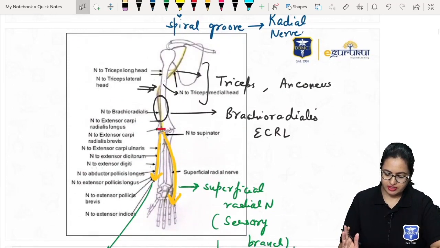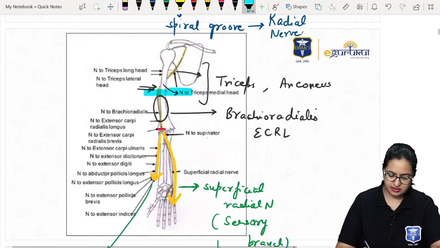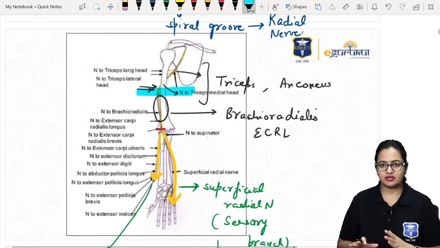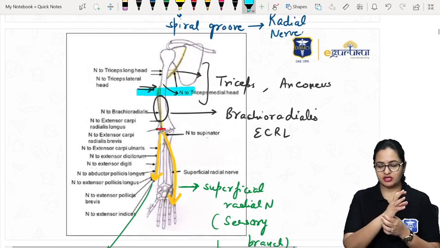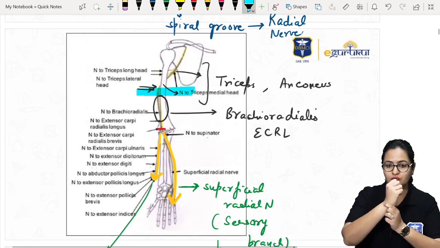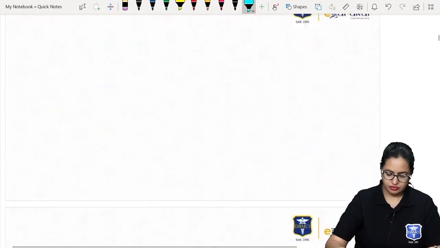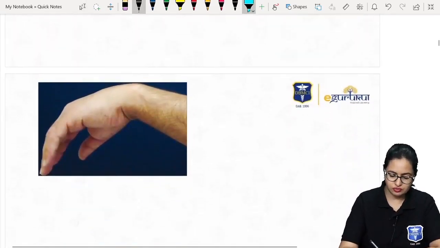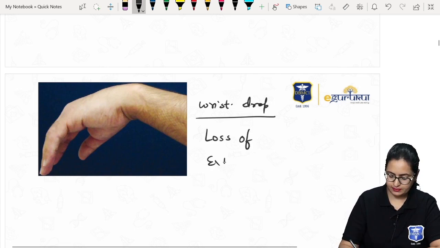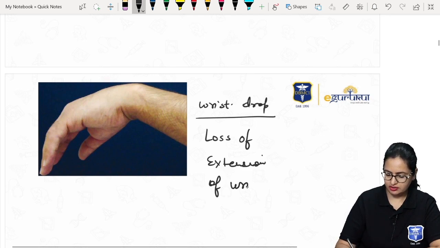Now if I say that there is a fracture at this level, that means the nerve supply to all these extensor group of muscles is affected, and these extensor muscle group brings about the extension at the level of the wrist. And if this extension at the wrist is affected, it will lead to wrist drop. So in this condition, it will be leading to the wrist drop, which is loss of extension at the wrist.